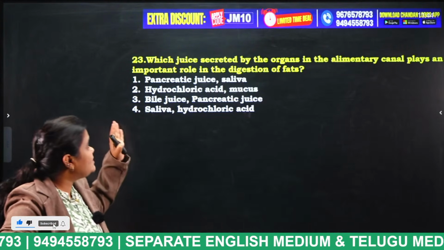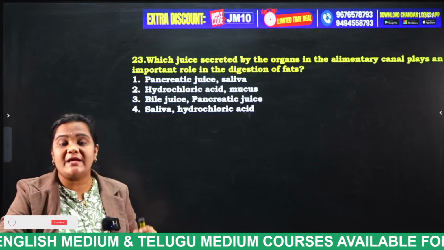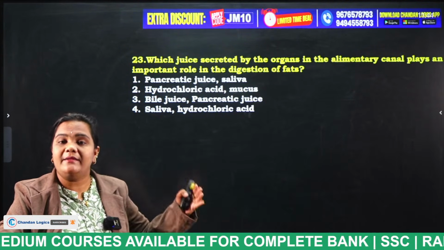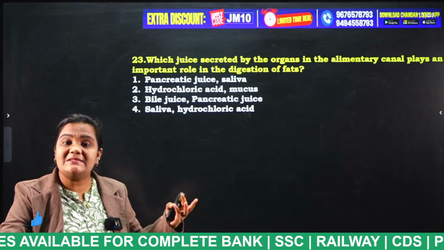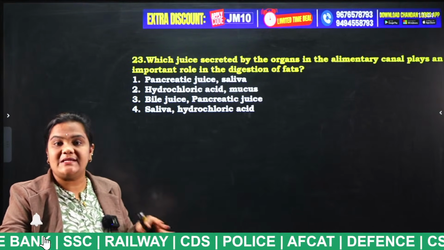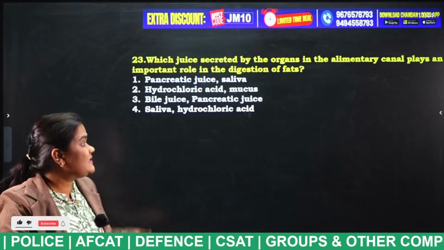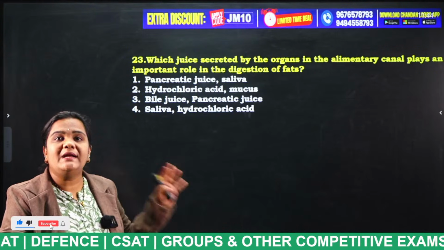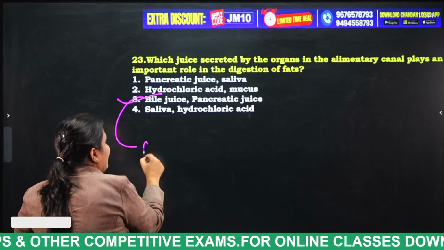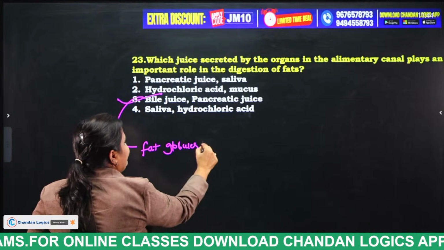The next one is pancreatic juice. This pancreatic juice releases many enzymes like proteases, lipase and amylase, so it helps in the digestion of fats, proteins and carbohydrates. And saliva is helpful for the digestion of carbohydrates. That is also not the correct answer. Only the fats are digested by bile juice. Bile juice converts fat globules into tiny particles.